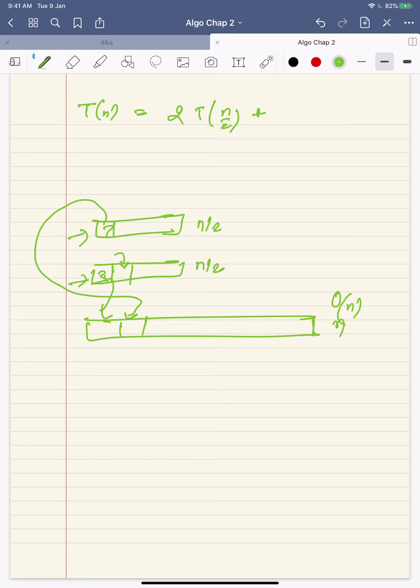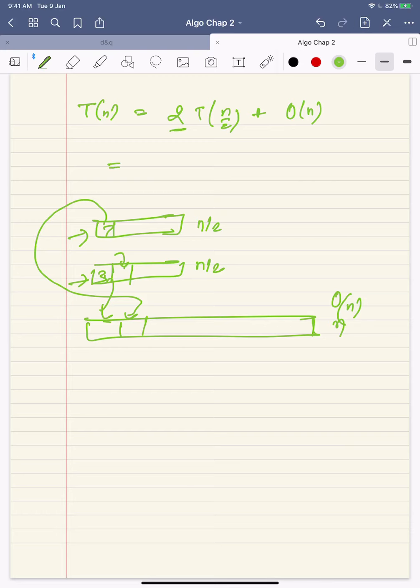So merging will take order n time. Fine. And remember, in binary search we had only one subarray to go to. Here you are going to both the subarrays. So now you try to expand this.